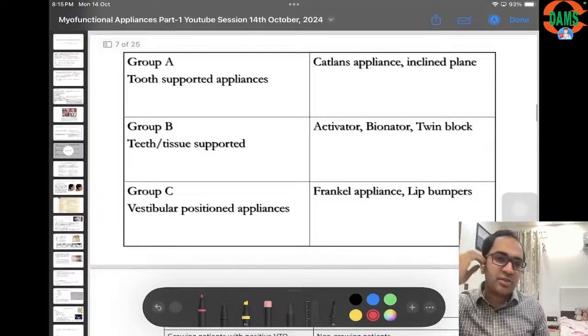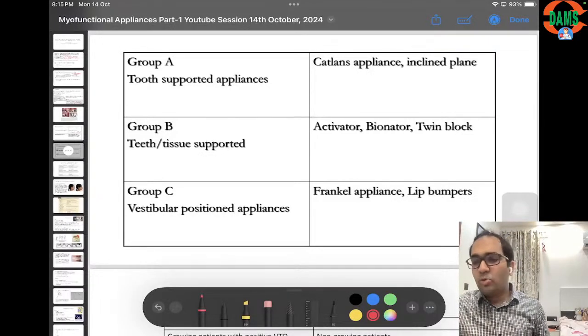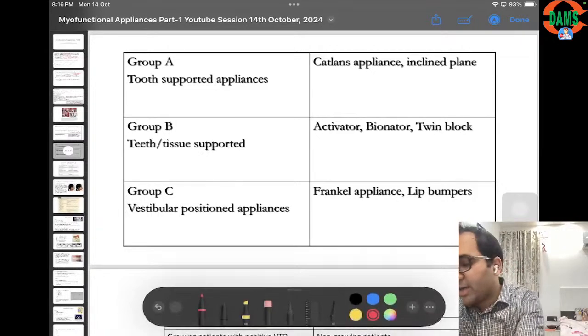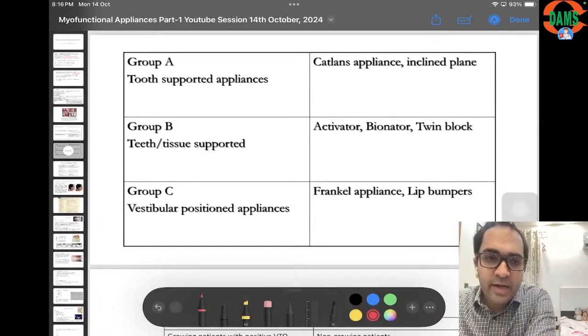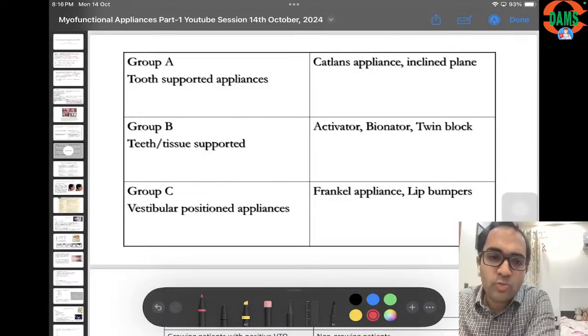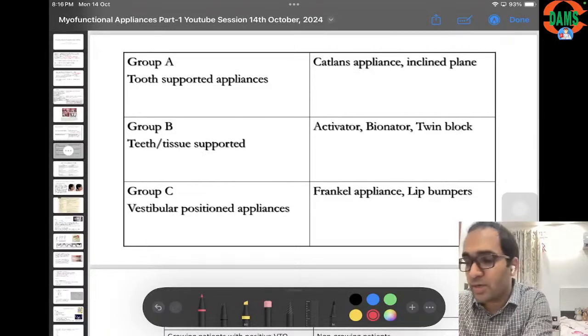Next classification is divided into groups, that is group A, B and C. Group A is totally tooth supported appliances. Group B is tooth and tissue supported, and group C is totally tissue, that is vestibular position appliance. So tooth supported में आ जाते हैं हमारे Catalan's appliance, inclined plane. Tooth and tissue में आ जाते हैं activator, bionator and fin block, and group C is vestibular position appliance.